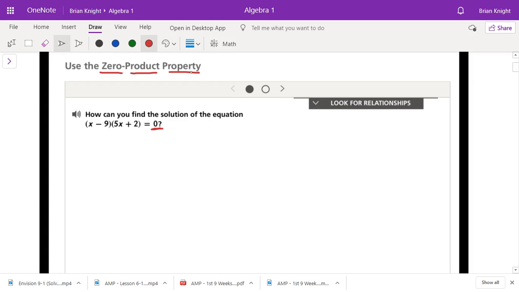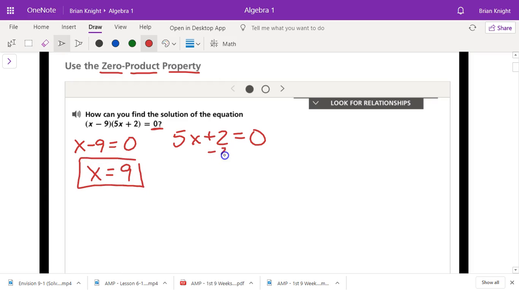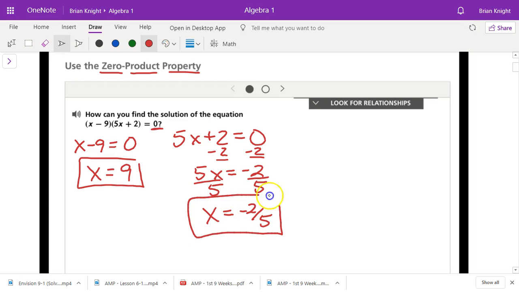And all you do, these are factors. You take your factors, x minus 9 might equal 0, and 5x plus 2 might equal 0. And I work those problems. When it's just a normal number, it's pretty easy. x is going to equal what? 9. This one, a little more work to it. Subtract 2 from both sides, and then divide by 5. So the solution to this problem is two solutions, 9 and negative 2/5.